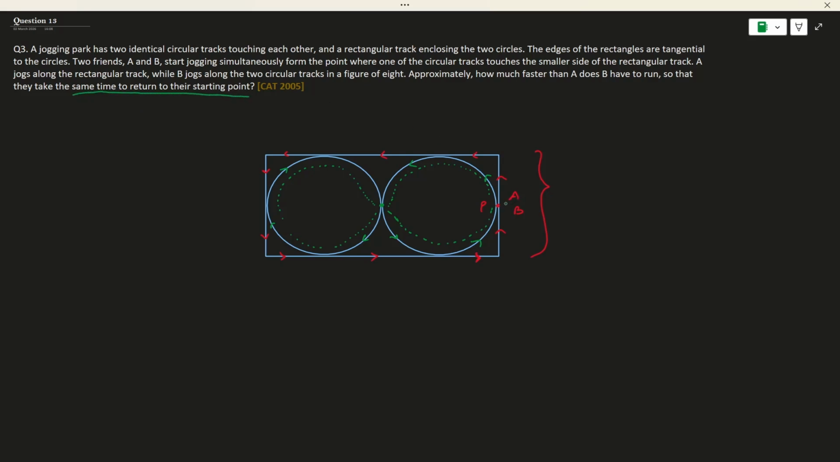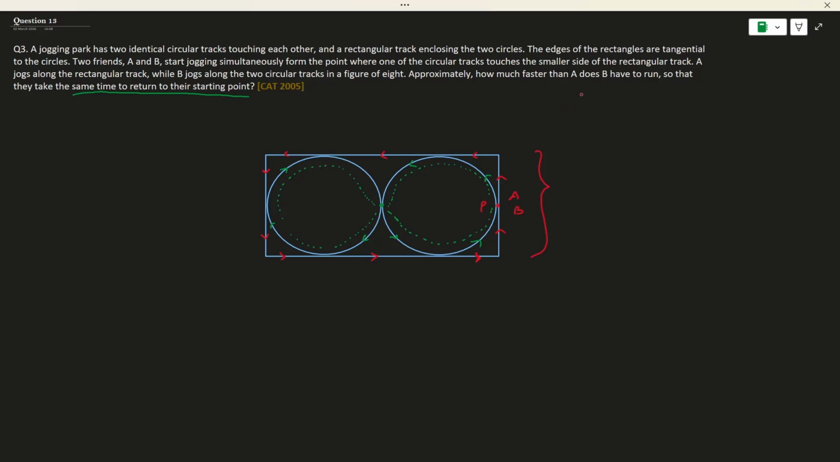So let's say both A and B start at 10 o'clock in the morning, and both reach point P at say 12 o'clock noon. So both have taken 2 hours of time. That is what basically the question is saying. They must take the same amount of time. They will start at the same point simultaneously and then return to point P at the same time. All right. And we are told that the circles and rectangle are touching each other.